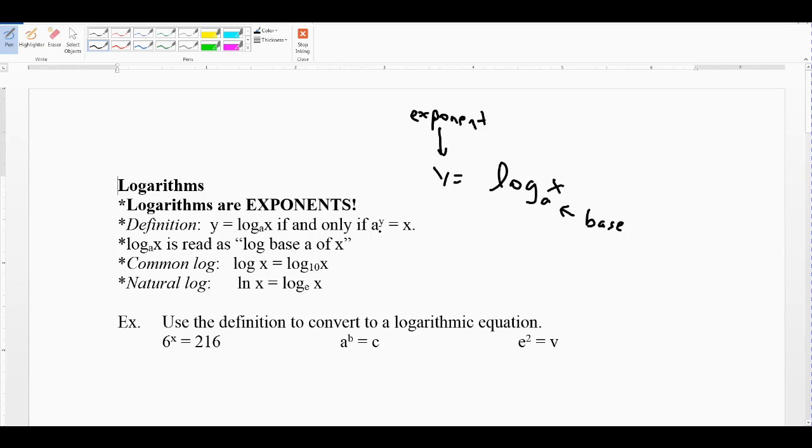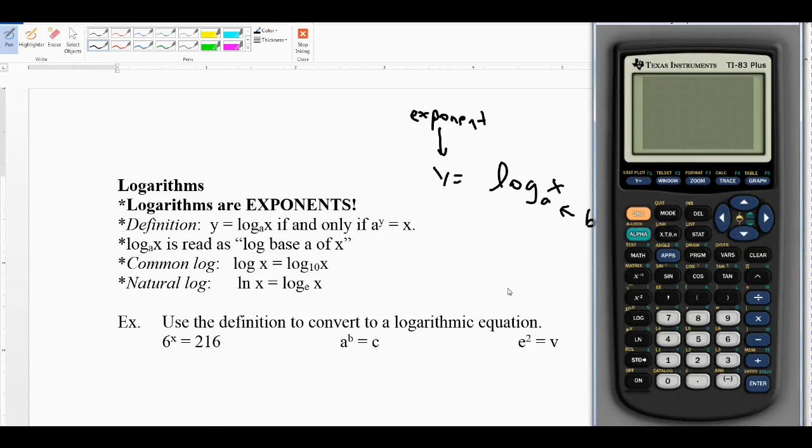So when you look at what it equals, a to the y equals x, a is the base, y is the exponent, equals the output, which is x. So once again, when I read log a x, that's log base a of x. A is a subscript, it's below. Log and x are on the same line. A is below.